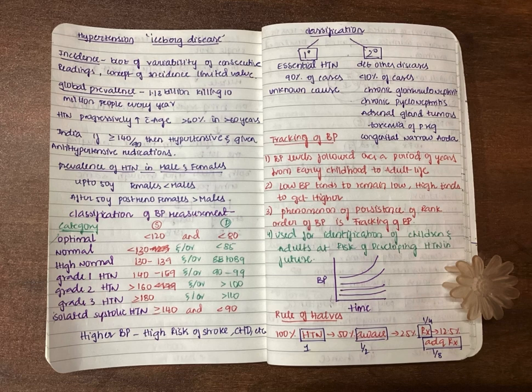And coming to prevalence of hypertension in males and females, it varies according to age, right? Up to the first 50 years, females have lower BP compared to males. After 50 years, because of the postmenopausal age, females have higher BP compared to males.